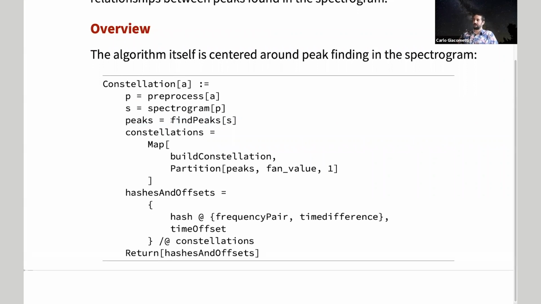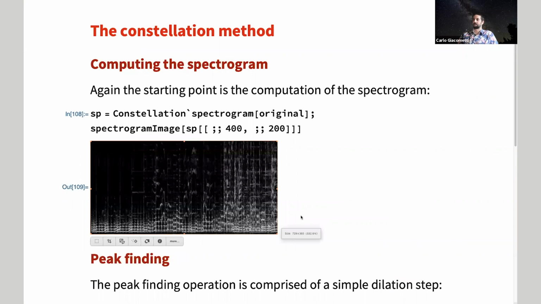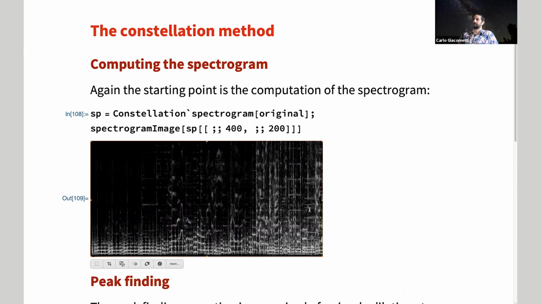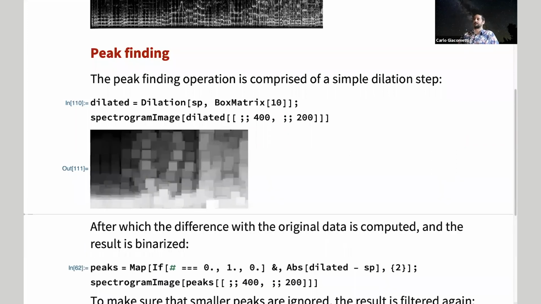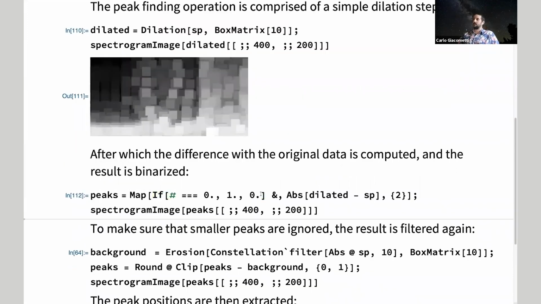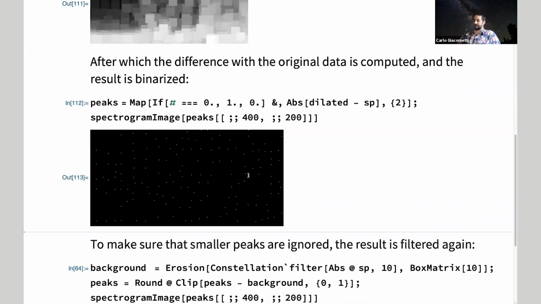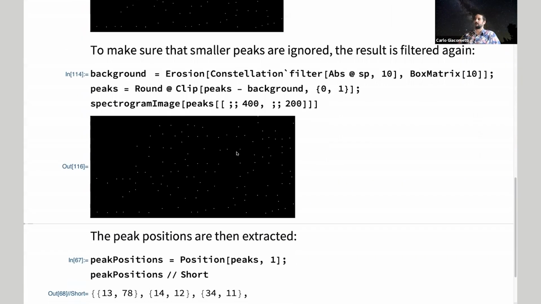Again, the starting point is a spectrogram that I will visualize here as an image. And again, I am starting with the same signal that we were looking at before. The peak finding operation is a straightforward image processing operation. It is simply a dilation step followed by a subtraction between the dilated image and the original one. This leaves us with a nice map of peaks in the spectrogram. However, we want to make sure that peaks with a smaller amplitude are ignored. So the result is filtered again by peak amplitude. And as you can see, many of the peaks disappear in this operation.